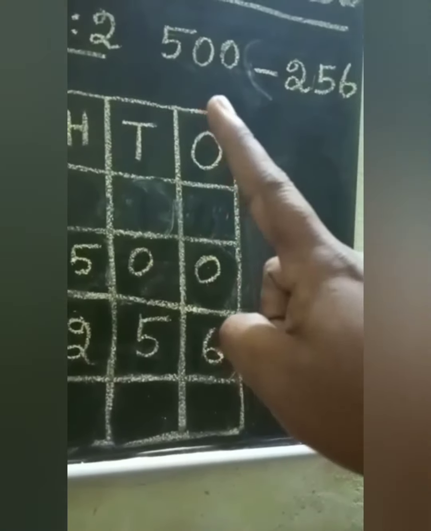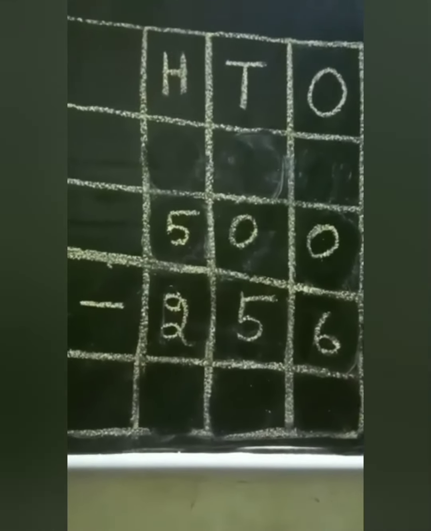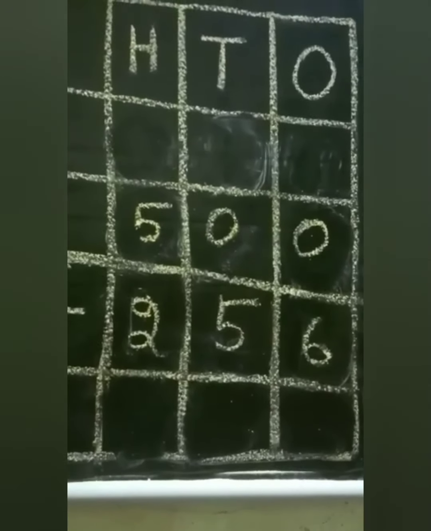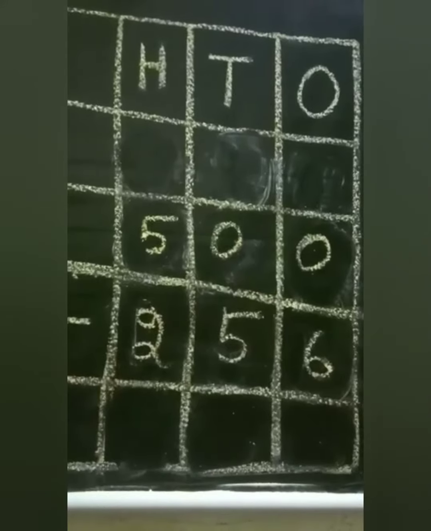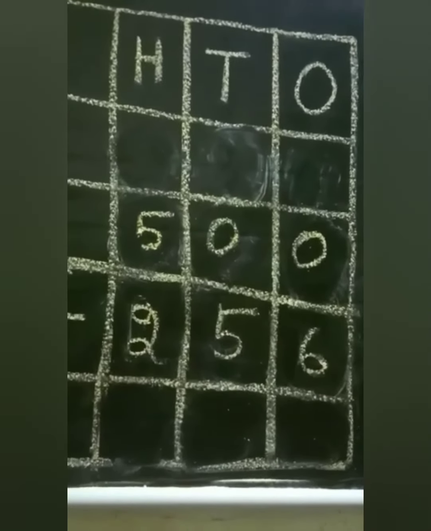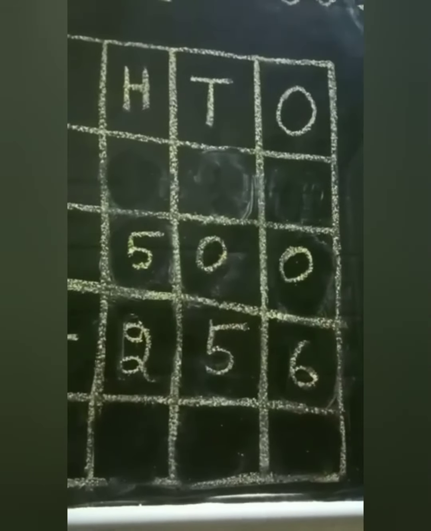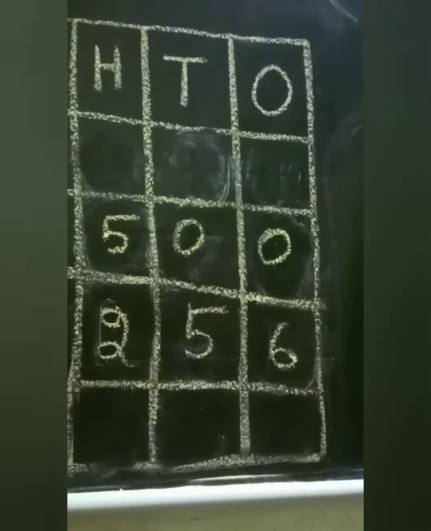Example 2. 500 minus 256. First you have to mention that given question in place value chart. Okay. Now see this carefully. We have 0 and 6 at 1's place, 0 and 5 at 10's place and 5 and 2 at 100's place. Now let's start from 1's place. We have smallest number at top, is it? So what do you have to do? You have to take borrow.